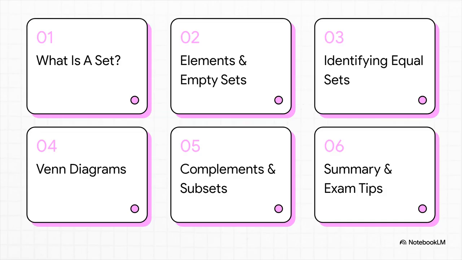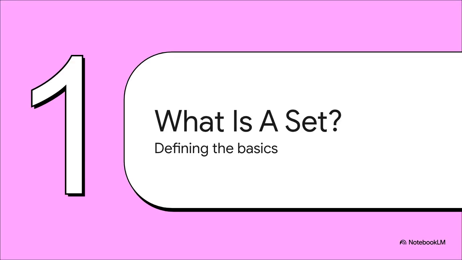Here's our roadmap for this explainer. We're going to cover 1. What is a set? 2. Elements and empty sets. 3. Identifying equal sets. 4. Venn diagrams. 5. Complements and subsets. And finally, 6. Summary and exam tips. All right, Section 1.